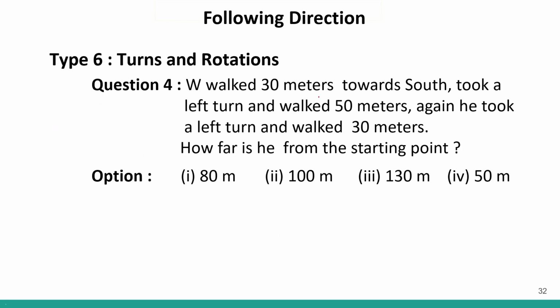Now, W walked 30 meters towards south. Then took a left turn. So left turn will be here and walked for 50 meters. He then again took a left turn and walked for 30 meters. So he will be in line with the initial position. How far is he from the starting point? So very clearly, from the starting point it is 50 meters. Very easy question. Option number 4.